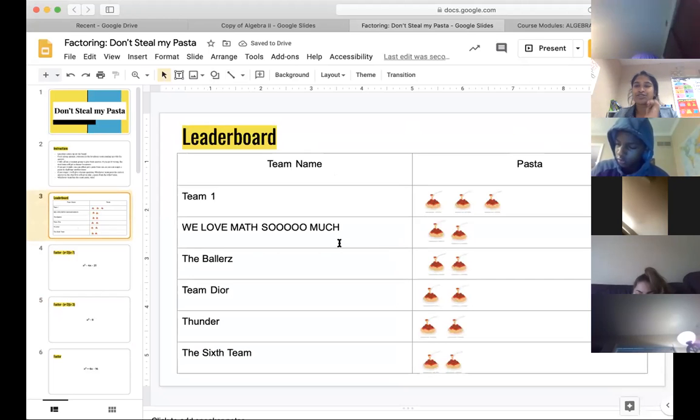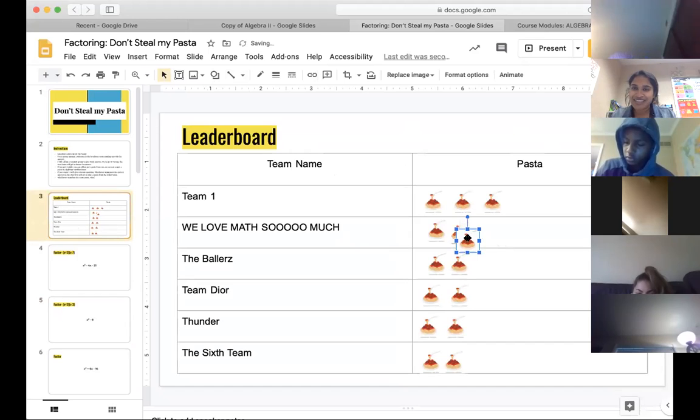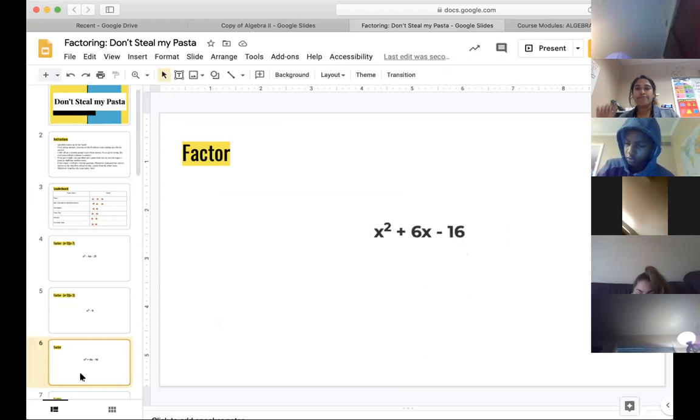Just give us one. Period 2, you guys are so nice today. Where's the challenge? All right, there you go. So we got team 1 and we love math so much tied. Here's your next question. X squared plus 6x minus 16. X squared plus 6x minus 16. All right, off you go to your breakout rooms.